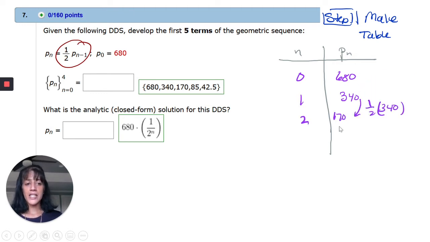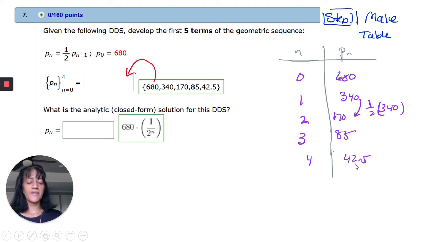Half of 340 is 170. And so on. Half of 170 is 85. Half of 85 is 42.5. They wanted 5 terms here, so I have 5 terms here. I wrap them up with these curly brackets and I write them into this blank.